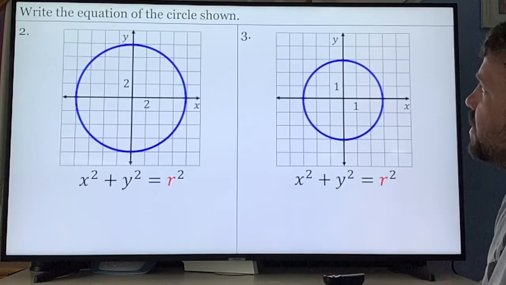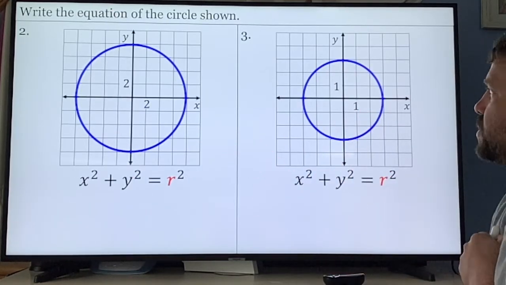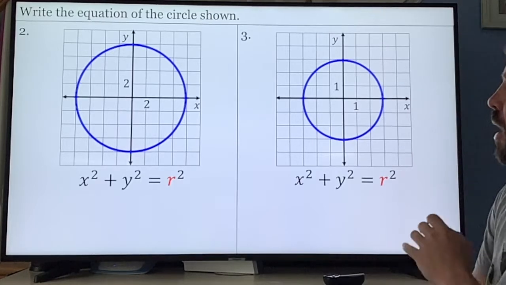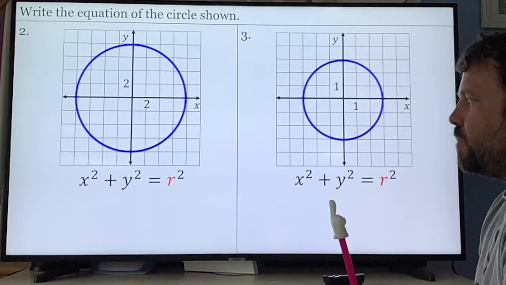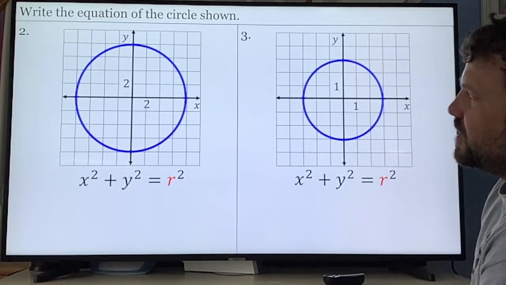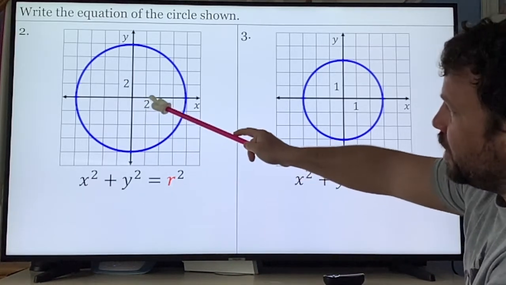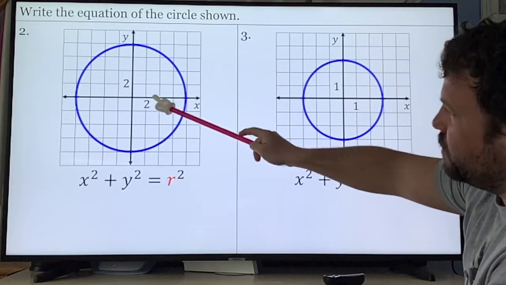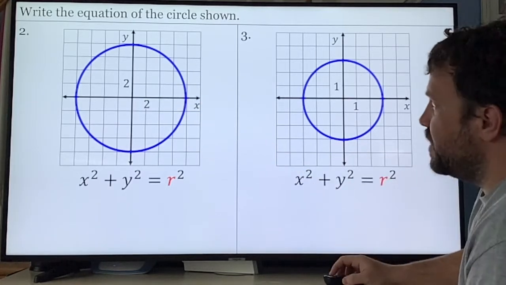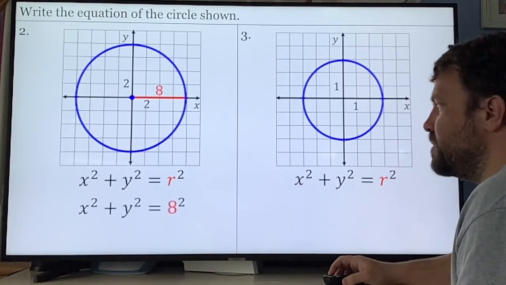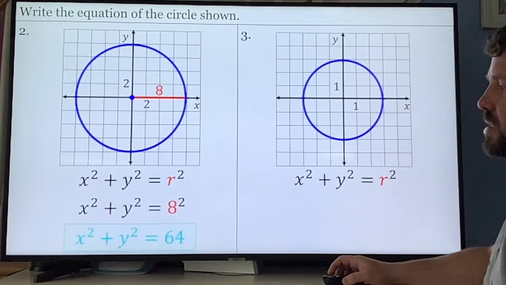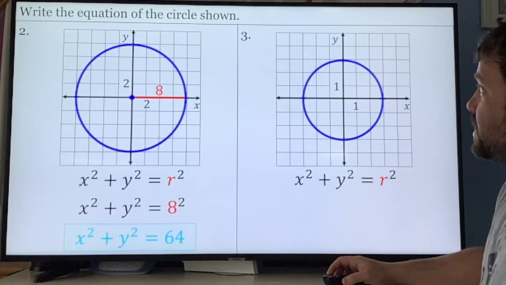I want you guys to find the equations of circles number 2 and 3. Use the equation x squared plus y squared equals r squared. So x squared plus y squared stays the same. All you have to do is find the radius. The units here you should use are 2. 2, 4, 6, 8. So that is indeed your radius. So x squared plus y squared equals 8 squared. 8 squared is indeed 64. All right, nice and easy.